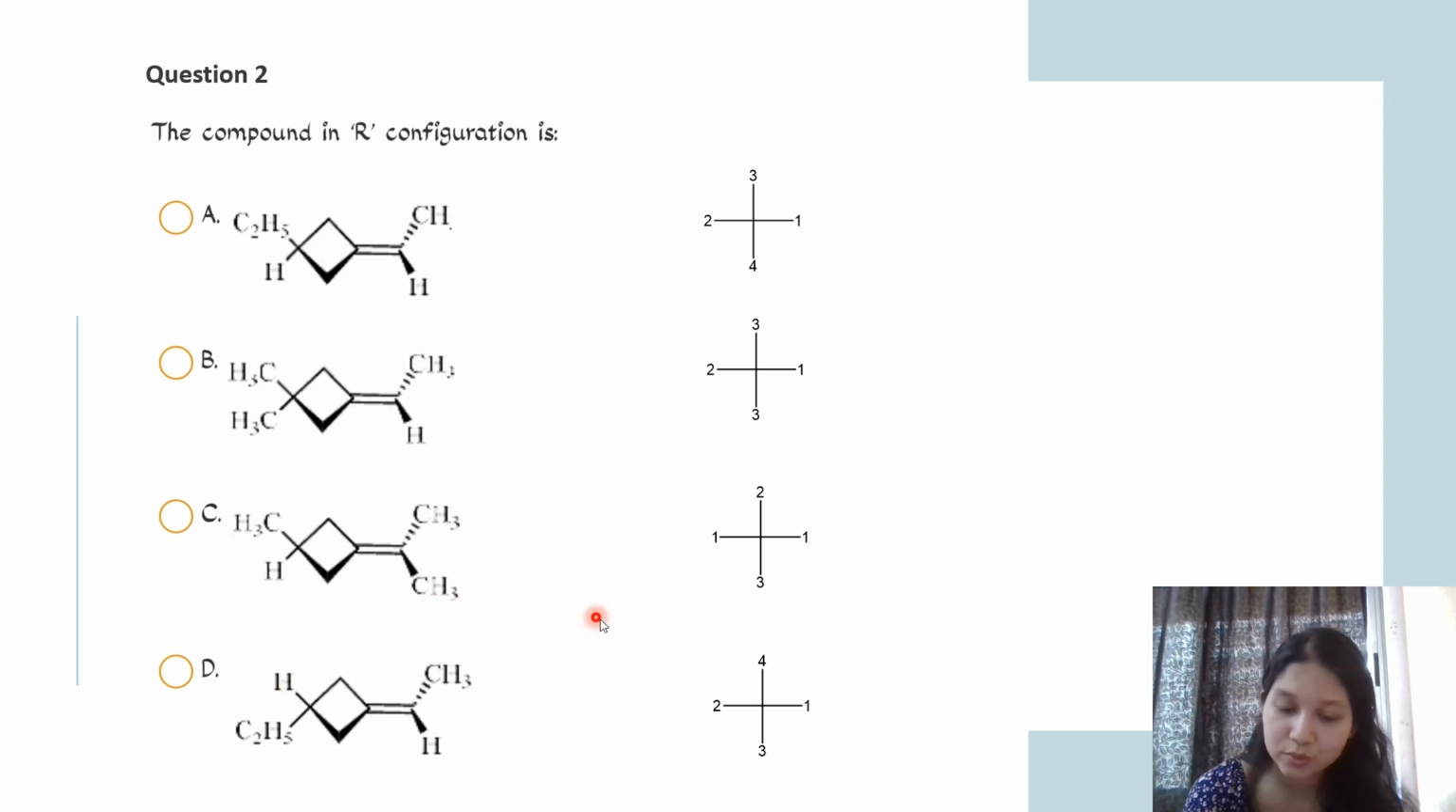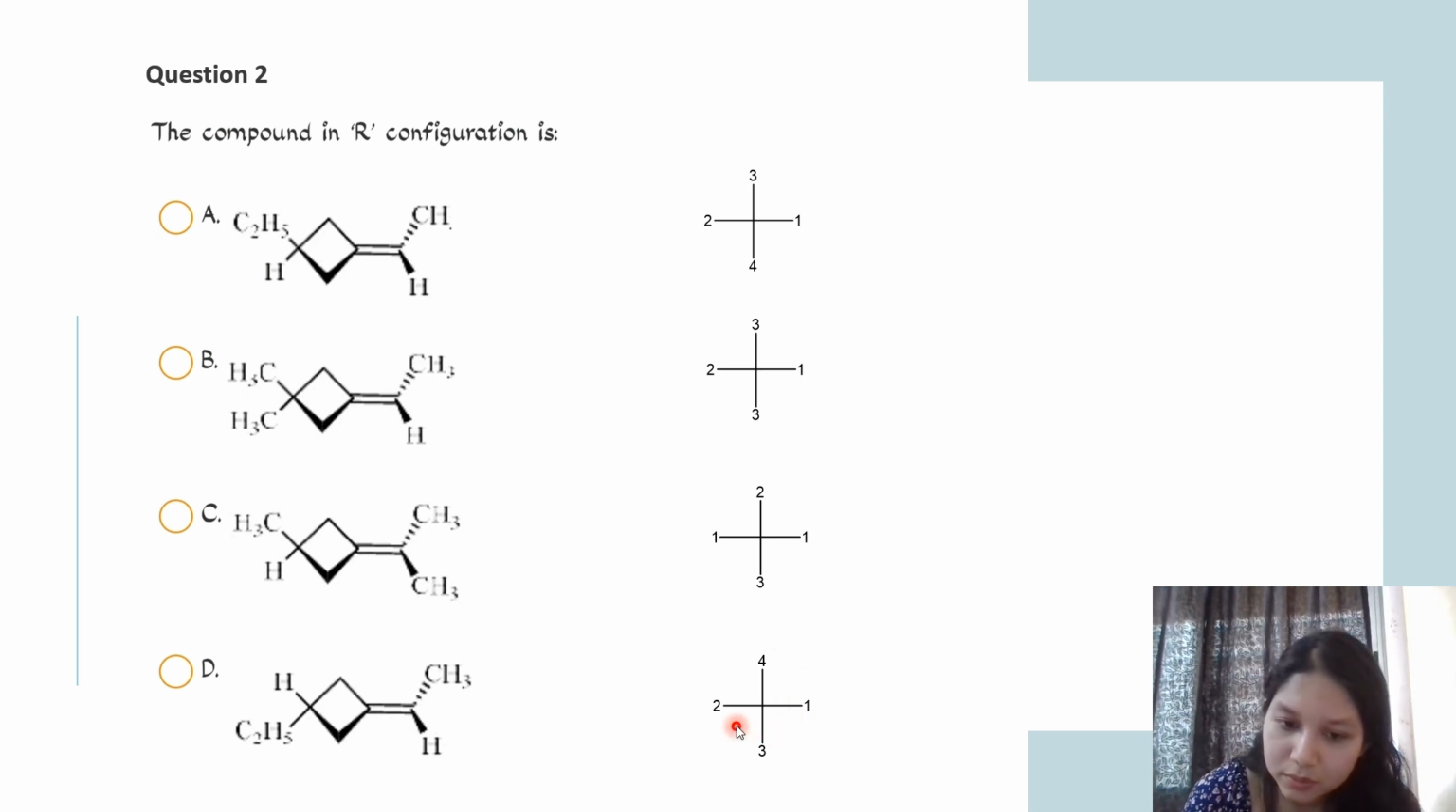So let us go back to our drawing where we have placed 1 and 2. So 1 is here, 2 is here. Third, the ethyl substituent, is towards the below side of the vertical plane, and the fourth priority substituent, hydrogen, is at the above side. So now let's move from 1 to 4.